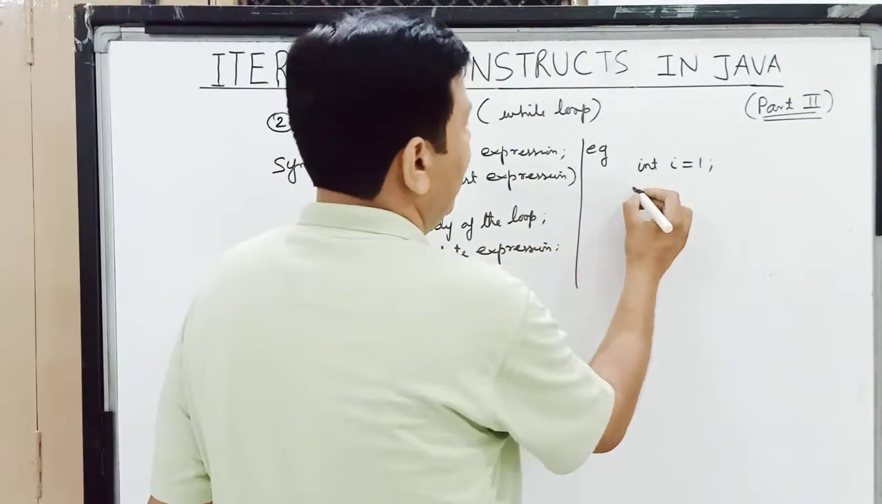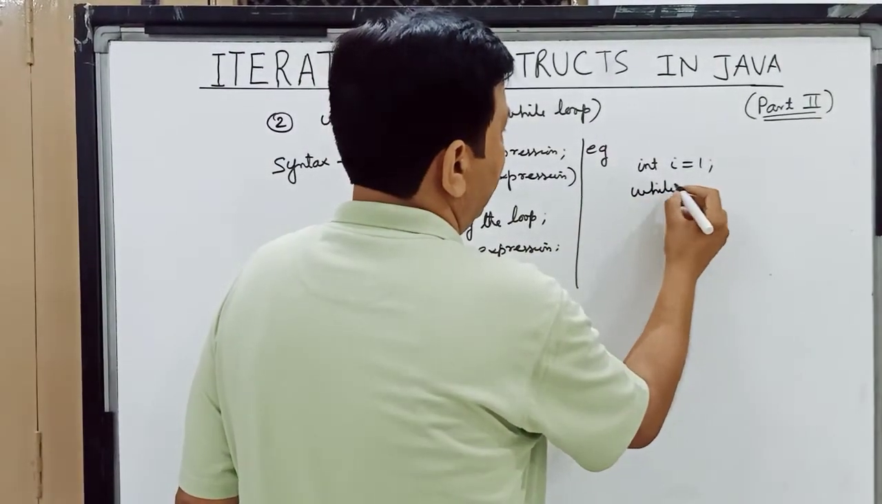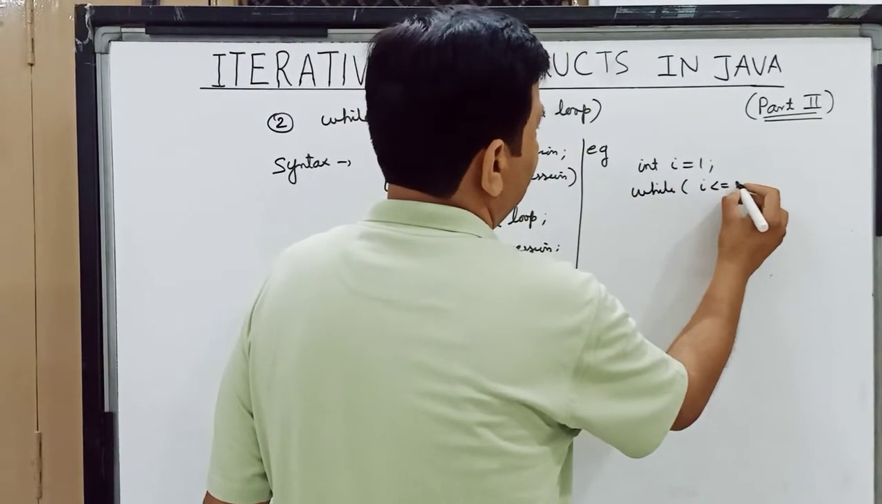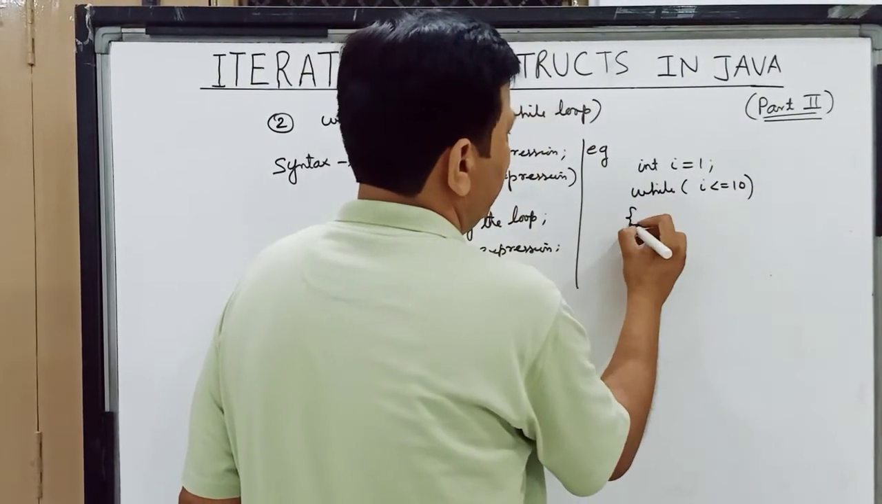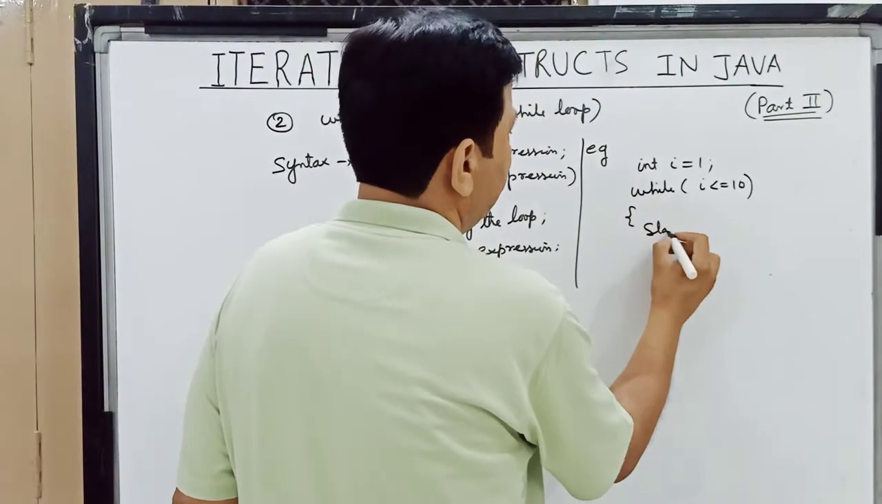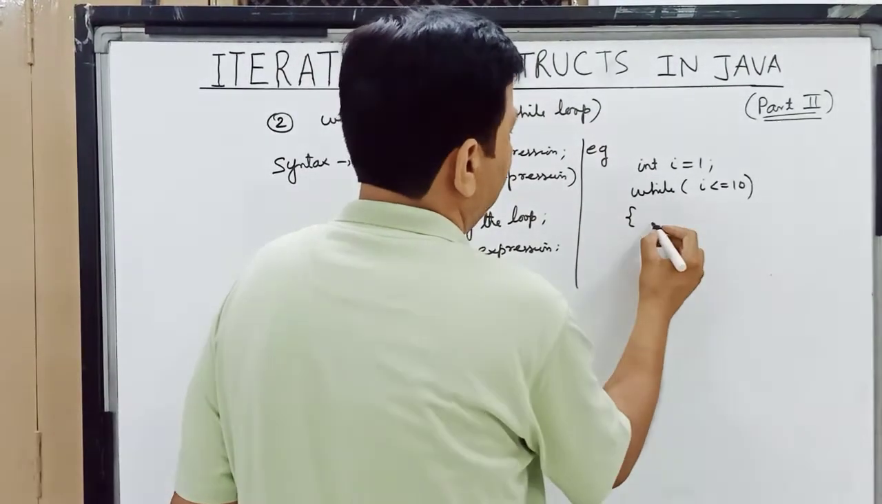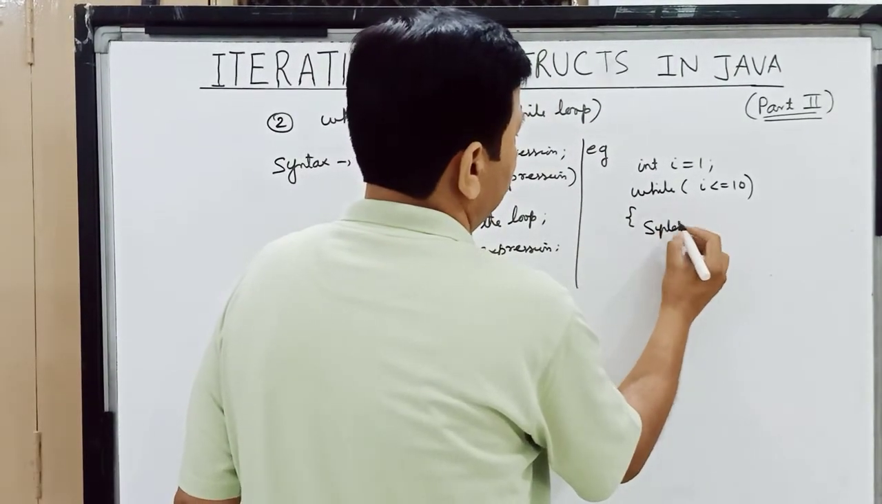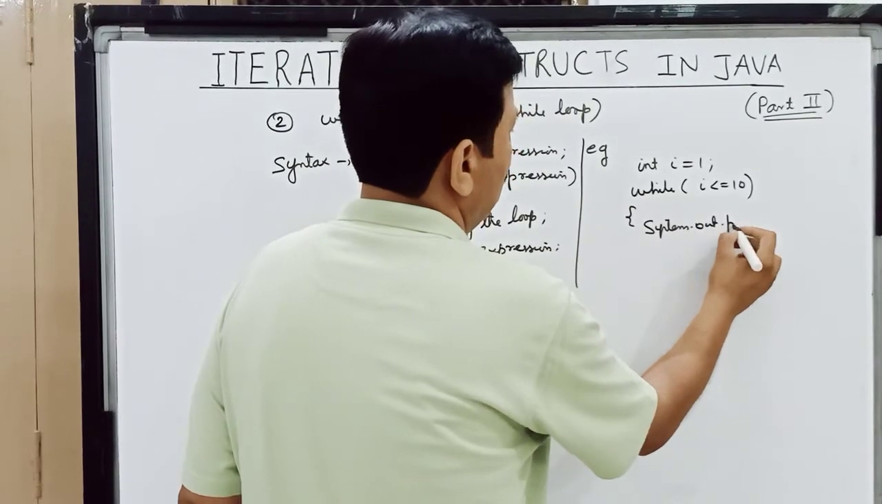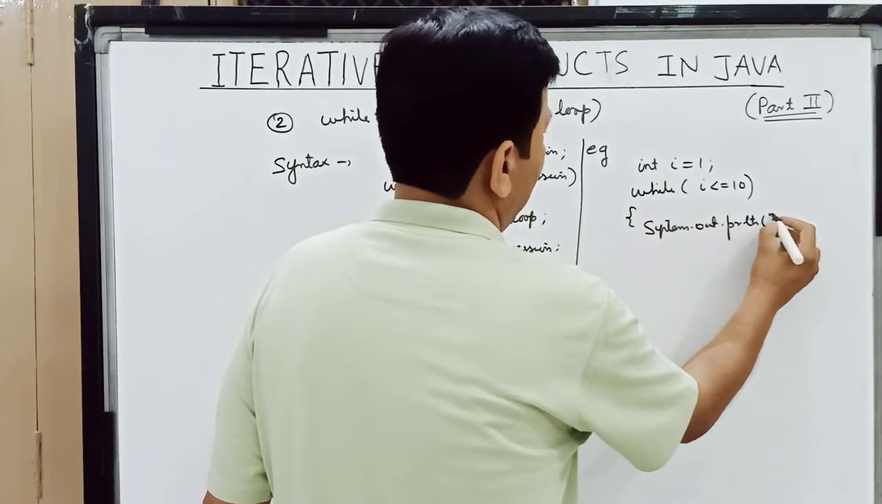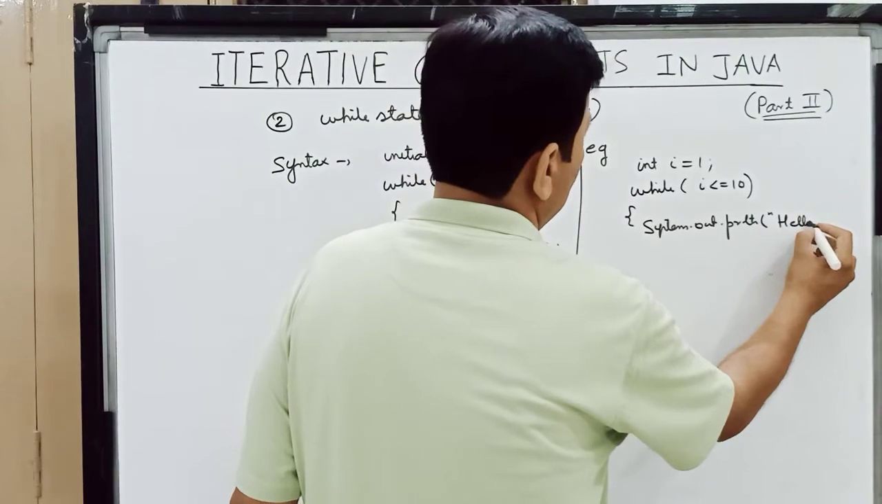Now then we have the test expression: while i is less than equal to 10. I am using the same thing, and here I am saying statement, any statement, or I write a statement, say System.out.println, and I am writing hello Meerut.